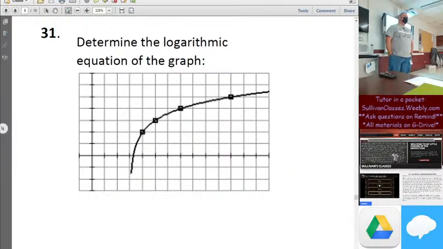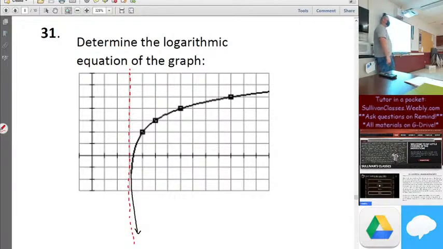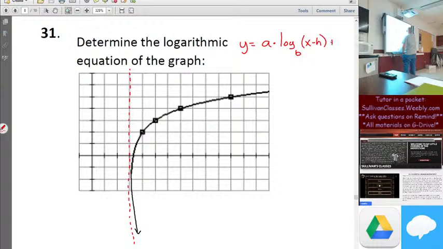Logarithmic graph. We learned about logarithms. Remember that the calculator doesn't always show the rest of the graph. The vertical asymptote that should have been at 0 moved to the right. Y equals A times log base B of x minus h plus k. Still the same old transformations. New parent graph.